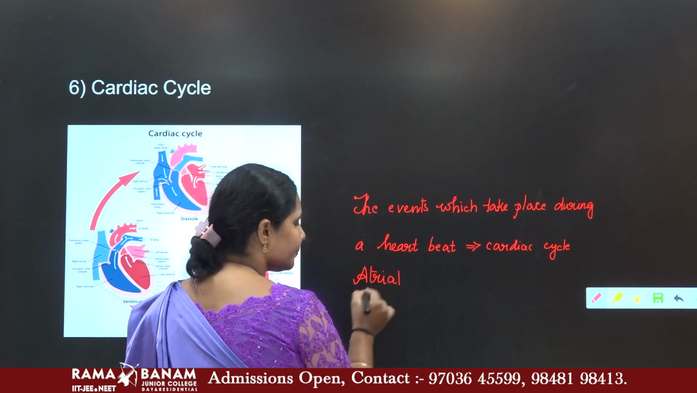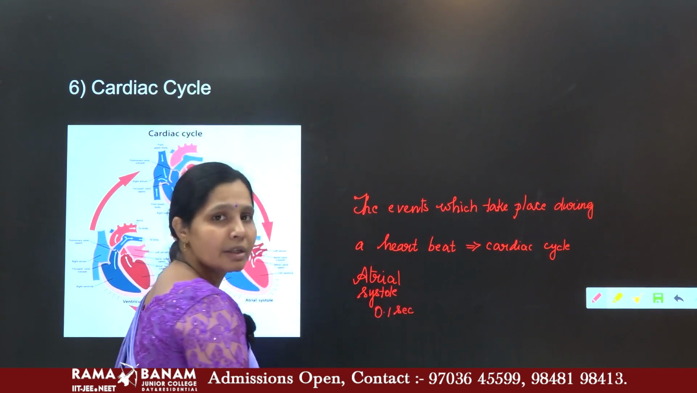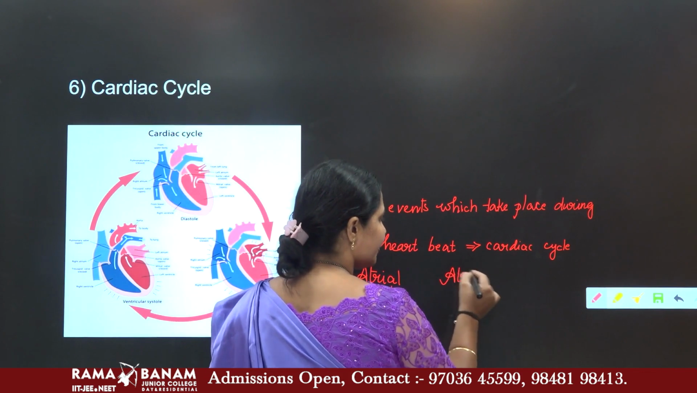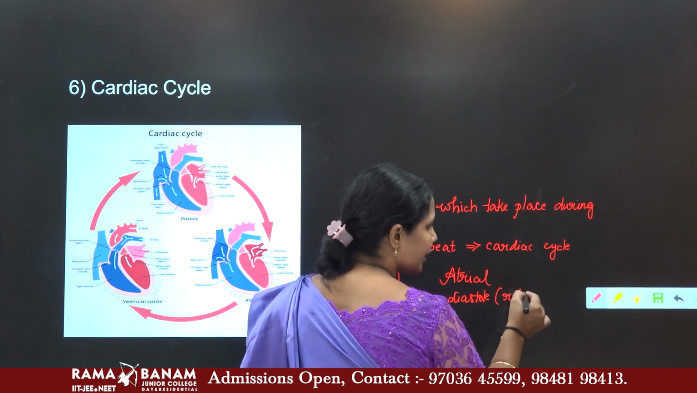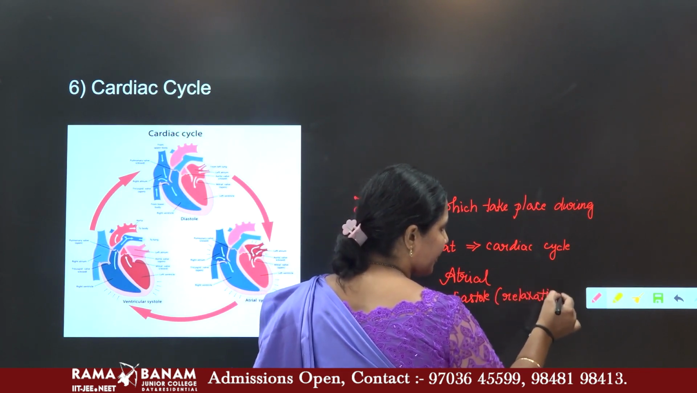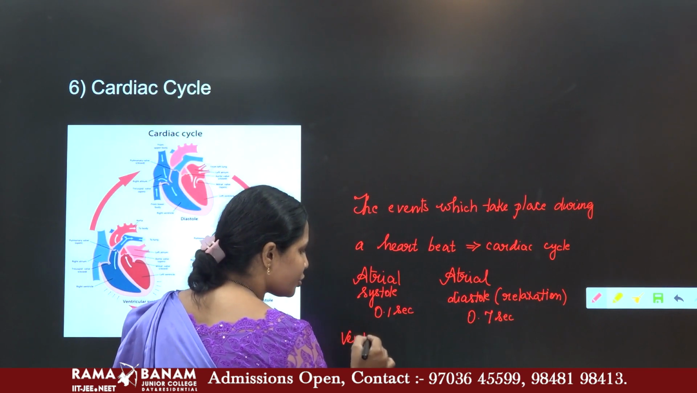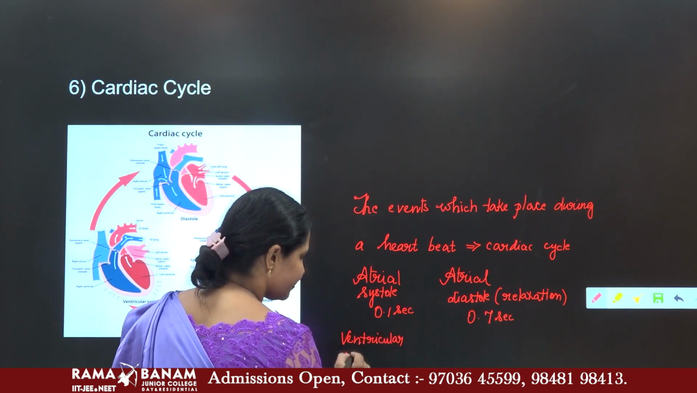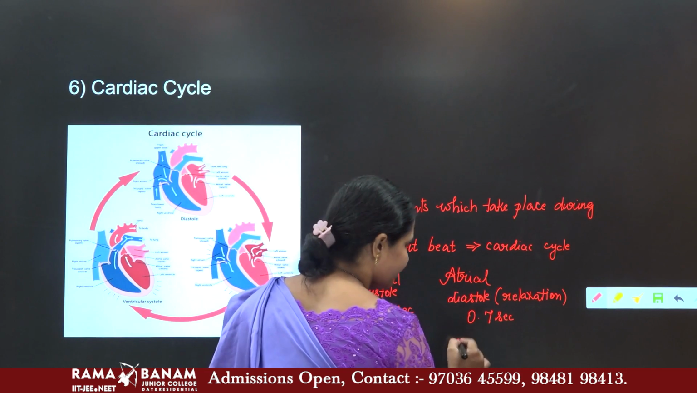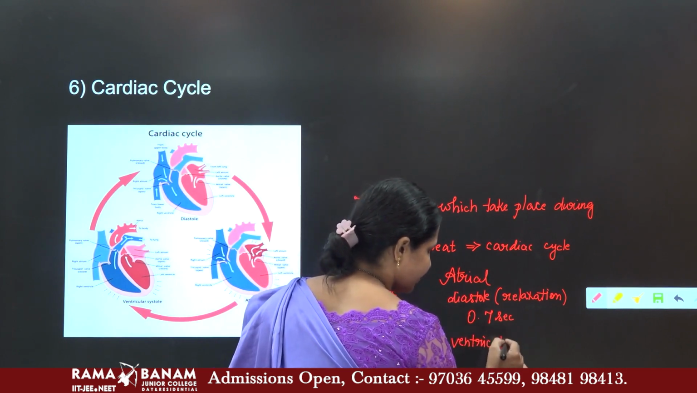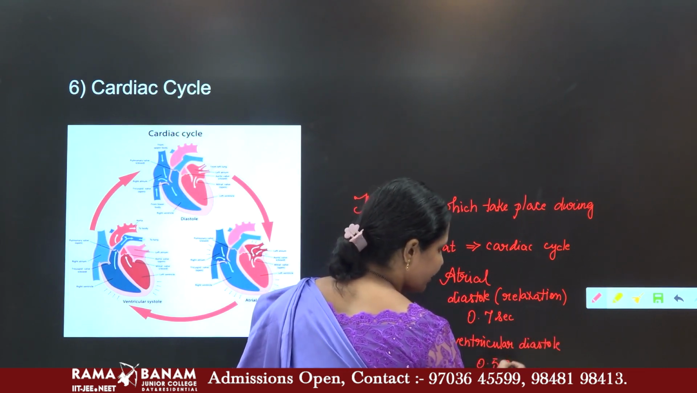Atrial systole usually lasts for 0.1 seconds, whereas the atrial diastole, which is known as relaxation, lasts for 0.7 seconds, whereas the ventricular systole takes 0.3 seconds, and ventricular diastole takes 0.5 seconds, right?